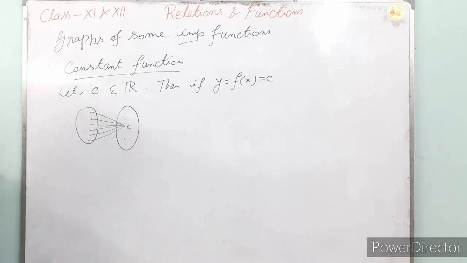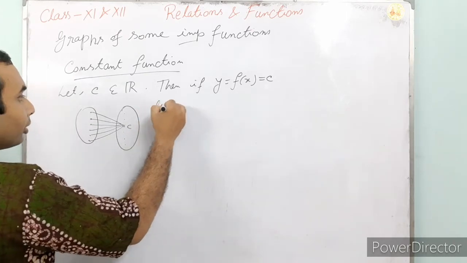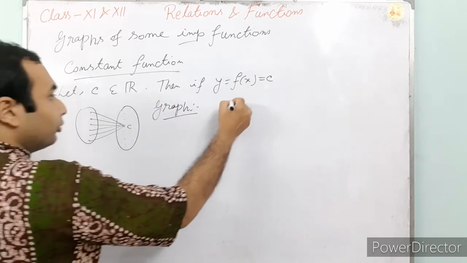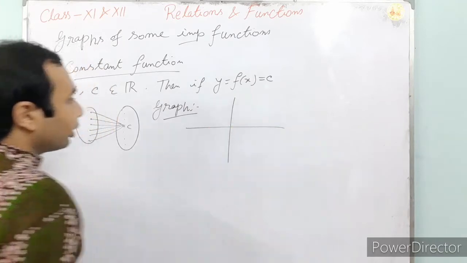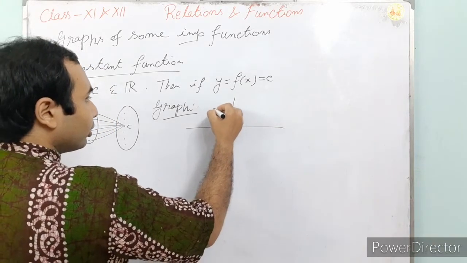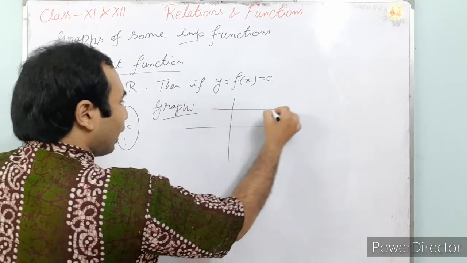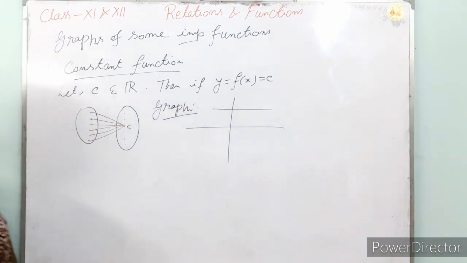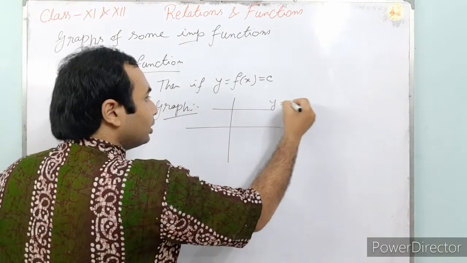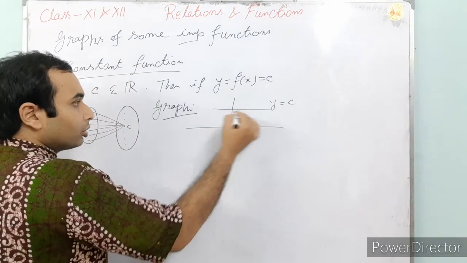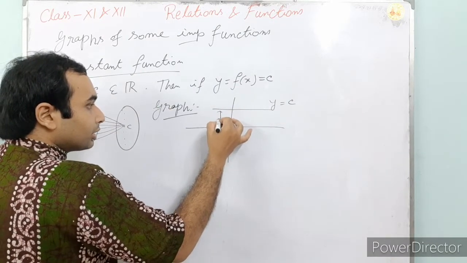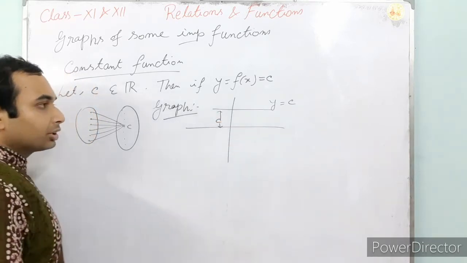What will be the graph of the constant function? On the coordinate plane, you have to draw the line y equals c. That means the line will be parallel to the x axis, and the line is y equals c. So this distance is of c units.